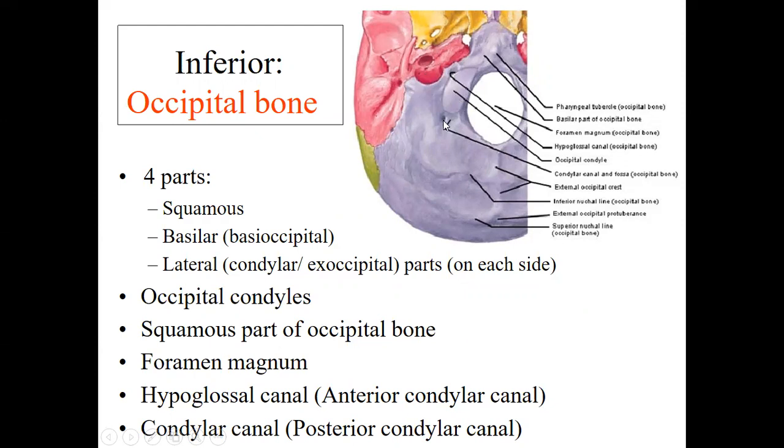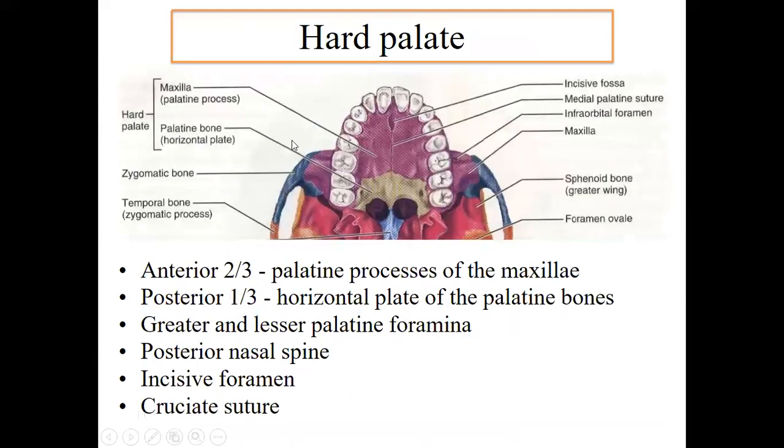Posterior condylar canal. For the hard palate, the anterior two thirds of the hard palate is formed by the palatine process of the maxilla, and the posterior one third is formed by the horizontal plate of the palatine. And then we have the opening that I have shown you just now in the early part of my lecture. We also have the posterior nasal spine, here. And we also have the incisive fossa, with the foramen. And we have the cruciate suture. The cruciate suture is actually a combination of these two sutures, so it forms like a T, like a cross.